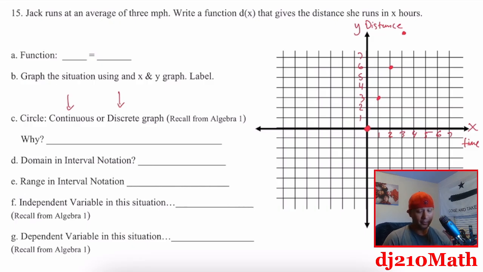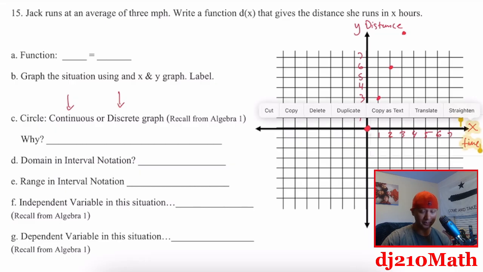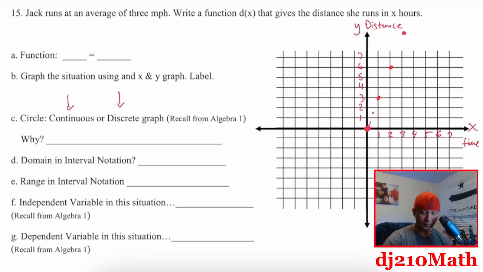At 0.5 hours, is it possible to run just 30 minutes? Well, yeah. In 30 minutes, she ran 1.5, right? Half. She just doesn't jump over, you know, time or distance. So the halves definitely make sense in this context. So we can connect the dots.